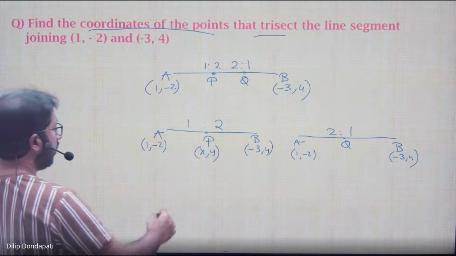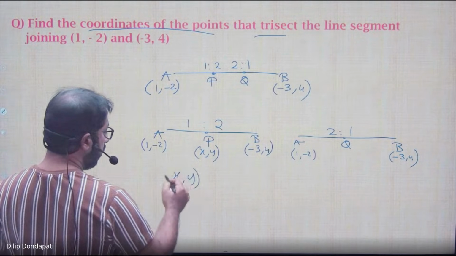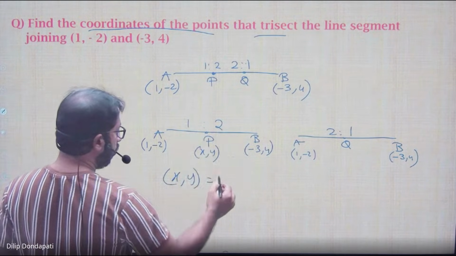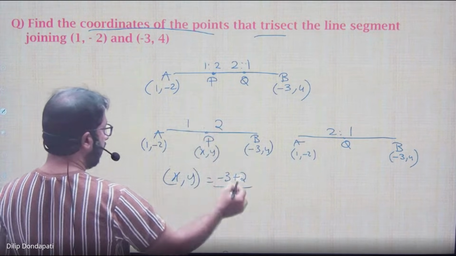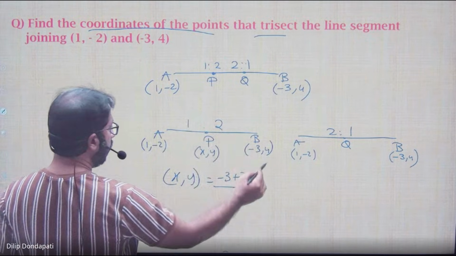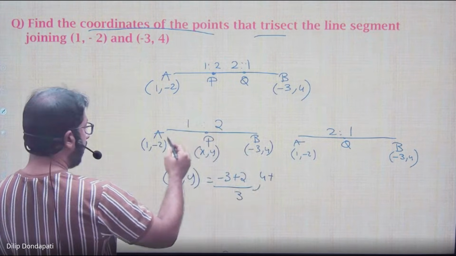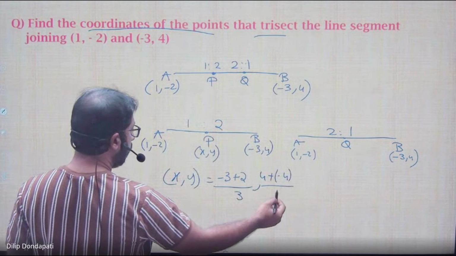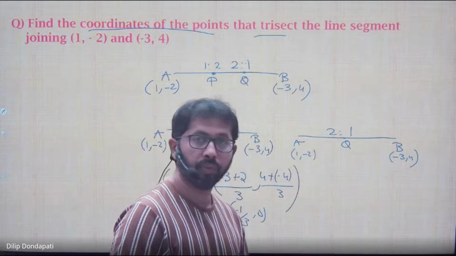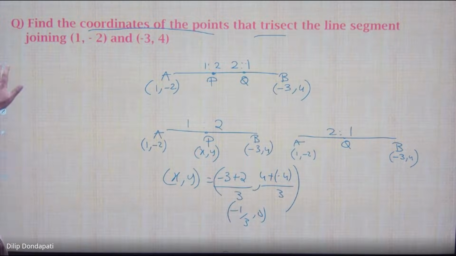Use the formula, Siddharth. (x, y) is equal to (mx2 + nx1)/(m + n), (my2 + ny1)/(m + n). So it is -4 by 3. Sir, is Q (-5/3, 2)? Yes, -5 by 3 and 2. Did everyone get it? Yes, sir. Okay, do the next.